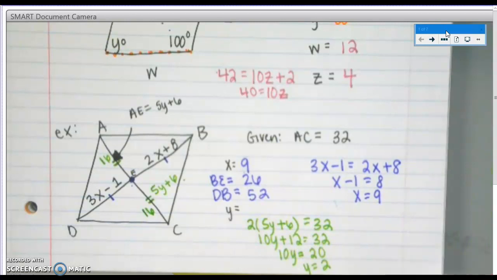All right, so some takeaways. Always make sure you read the problem, and if they want you to solve for x, you're done. If they want you to find an angle or find a side, that means you have to plug something back in. And before you try to solve for x, really think about what you have. Do you have a diagonal? Do you have an angle? Do you have a side? And then use the properties to help you set up the equation.